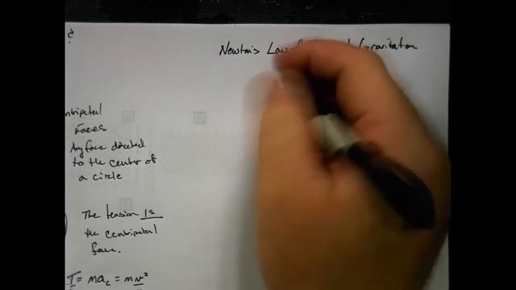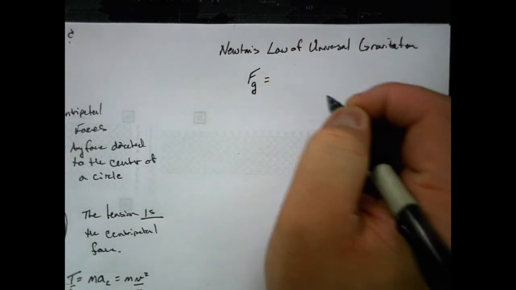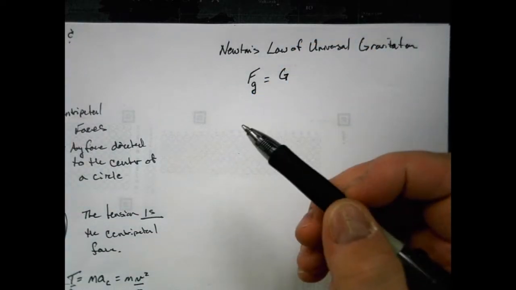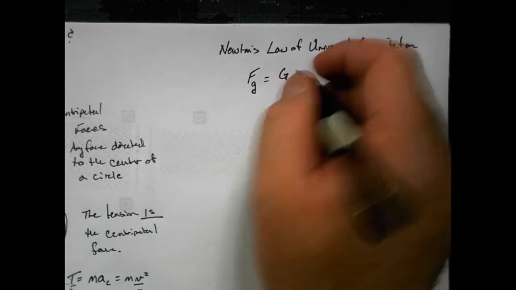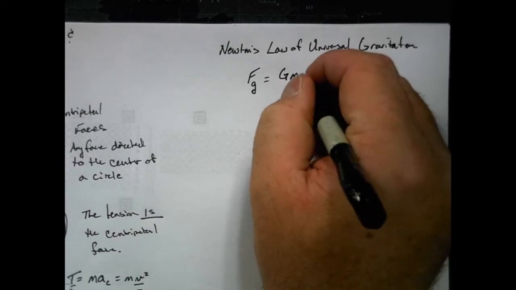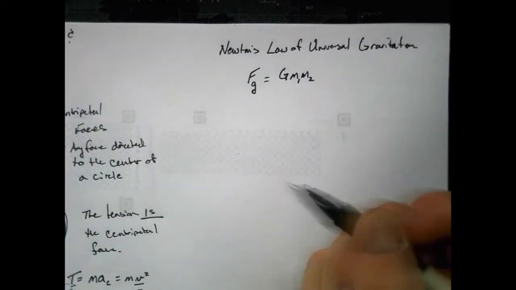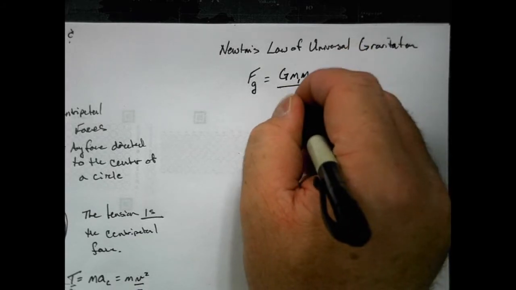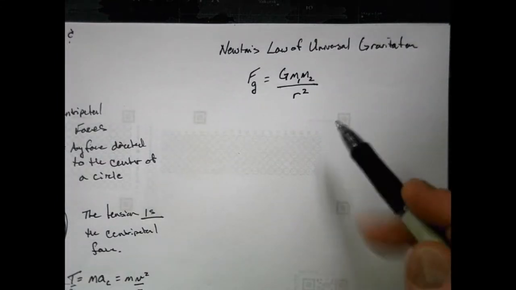Okay, and it is this: the force of gravity on any object is equal to G, which is the universal gravitational constant. It is just a value, and I'll give that to you in a minute, times the mass of the two objects that are exerting gravity on each other, divided by the distance between them squared. This is the law of universal gravitation.